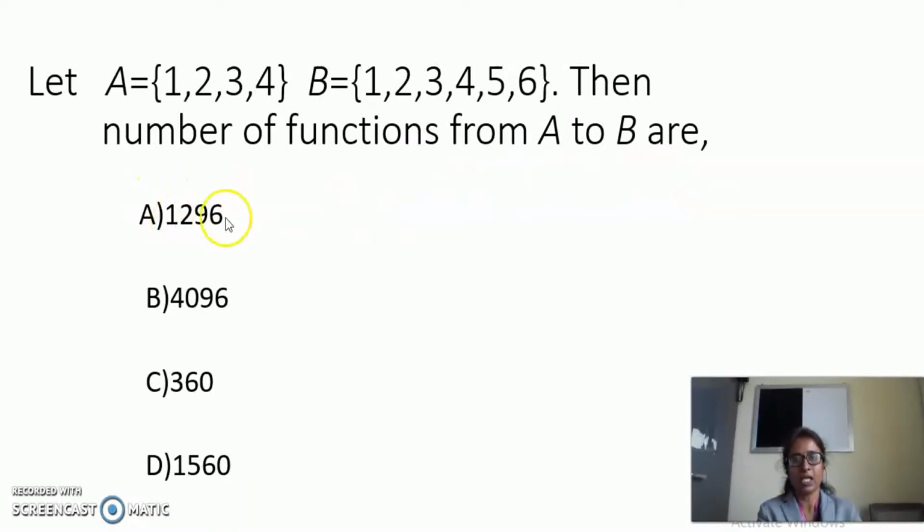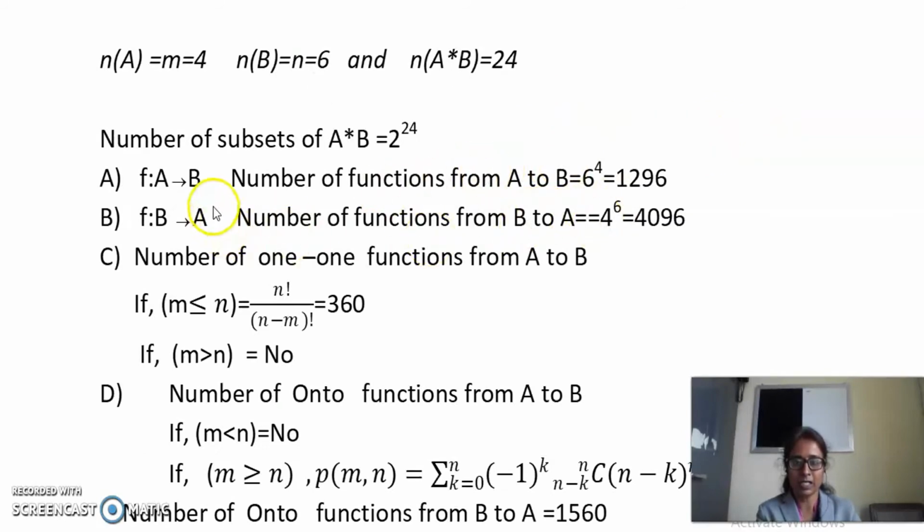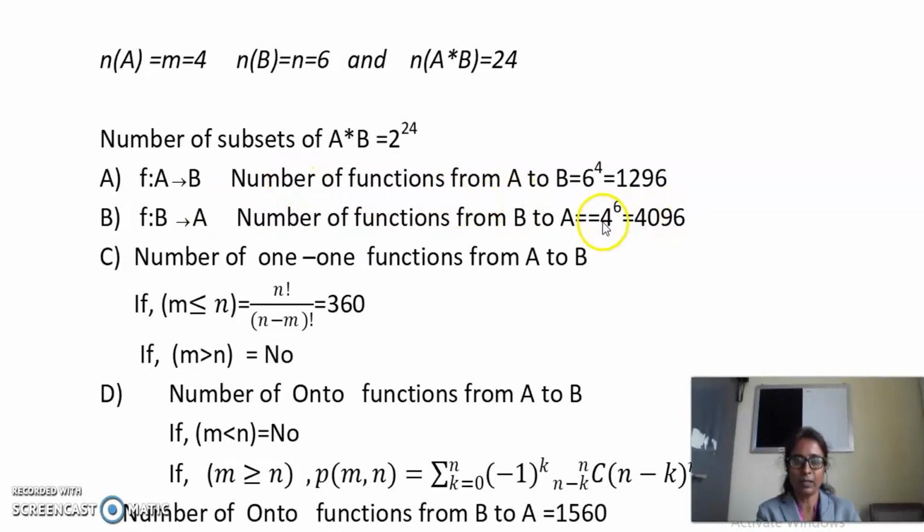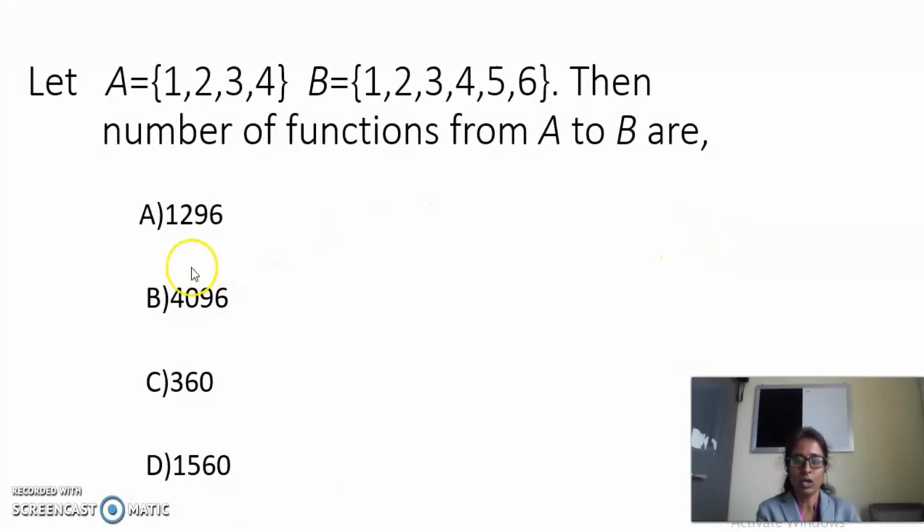Option A, as you can see here. Now, in case the question is how many functions there are from B to A, what will be the answer? Here the codomain is A, so in the codomain we have 4 elements, and in the domain we have 6 elements. Hence 4 raised to 6, which is 4096. So 4096 will be the answer for functions from B to A.